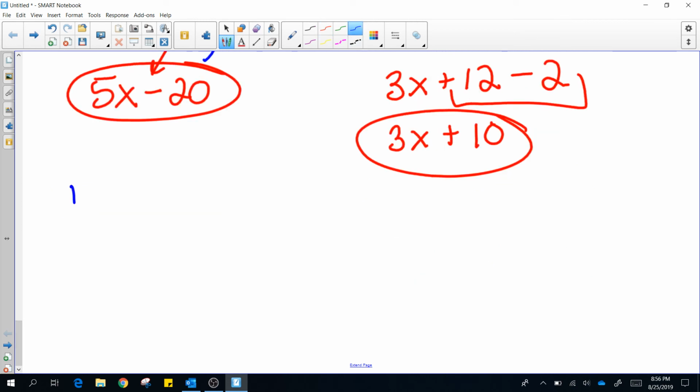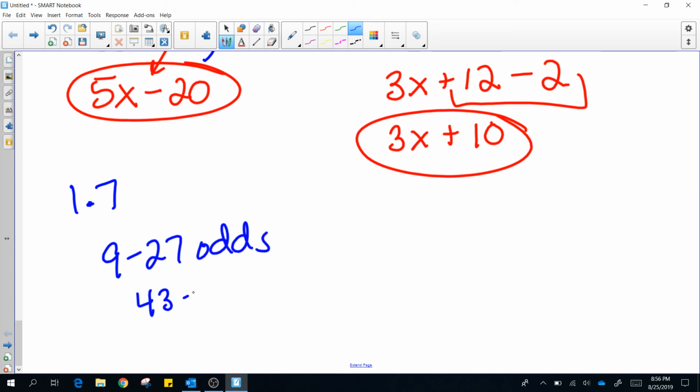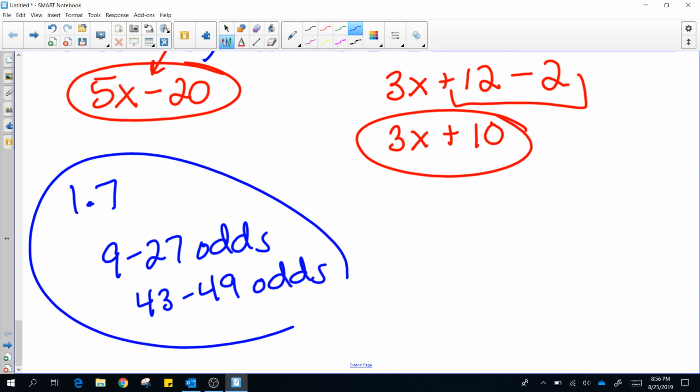So I would suggest in this section completing problems 9 through 27 odds and 43 through 49 odds. Okay, and then go watch the video for 1.8.